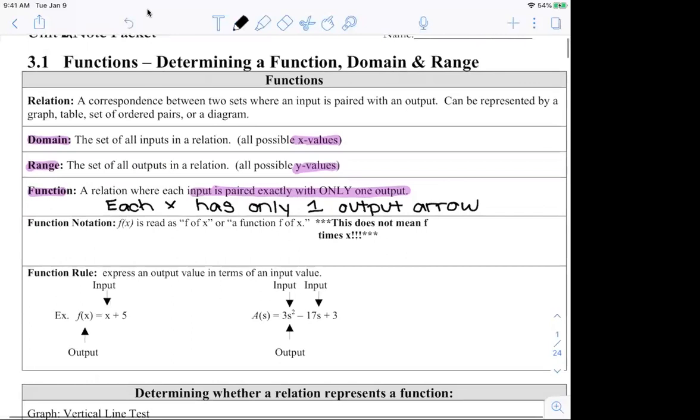Okay, function notation, definitely something you've seen. F of X does not mean F times X. F of X is its own special notation. Pretty much F of X means Y. So sometimes people like to replace F of X with Y. It is the output. The X is the input, the part that you're putting into the function, whatever number or whatever variable it is. And then the output is what happens when you put that number, the input, in.